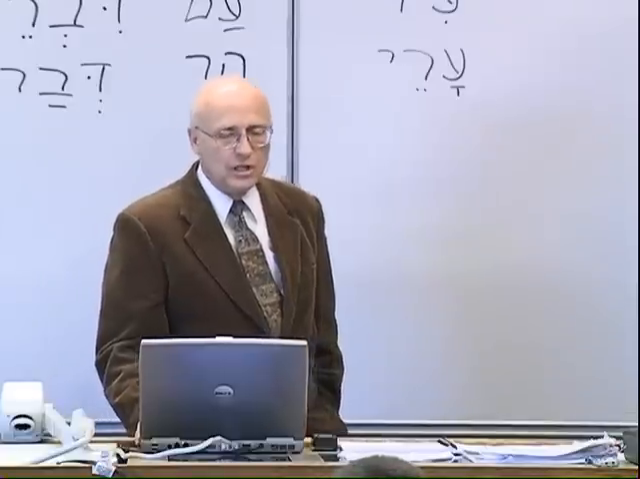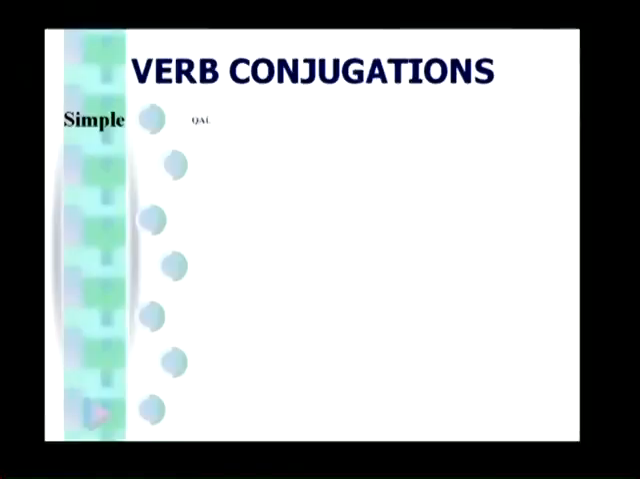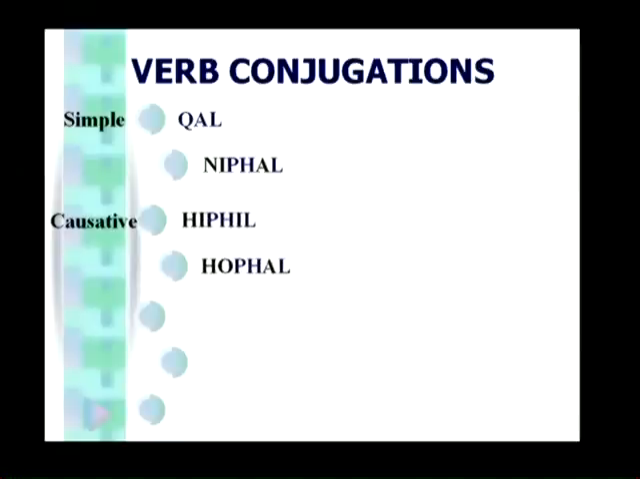Verb conjugations. In Hebrew, we have what we call simple verb conjugations, like the kal and the nifal. Those are called simple conjugations. The causative conjugations are like hifil and hafal. Those are the names for them. And the intensive conjugations are the piel, pual, and hithpael. If you're looking at your textbook, this is in lesson 13. What we're talking about is given to you on page 92.